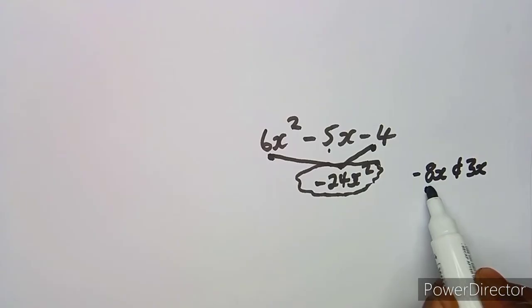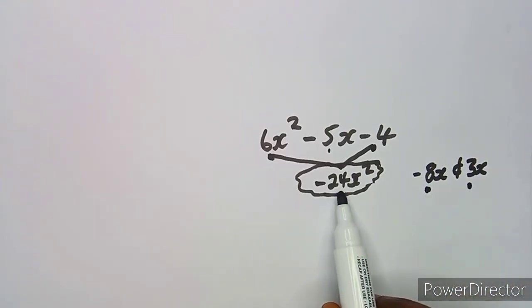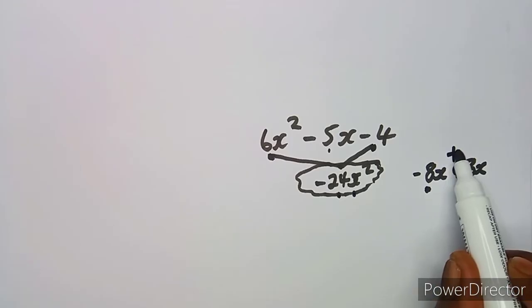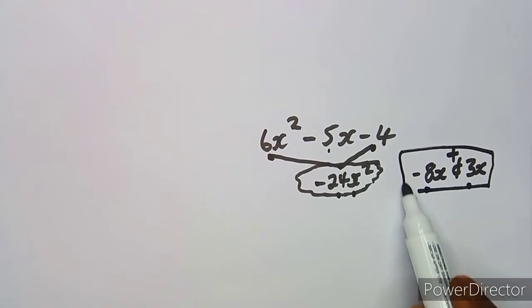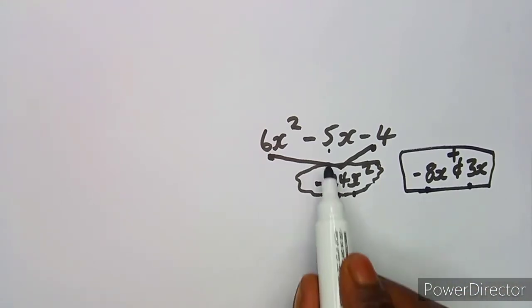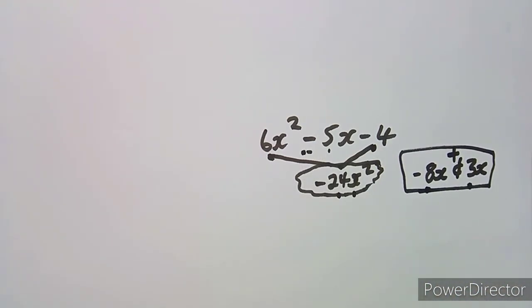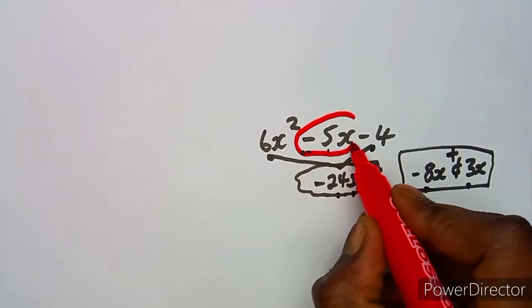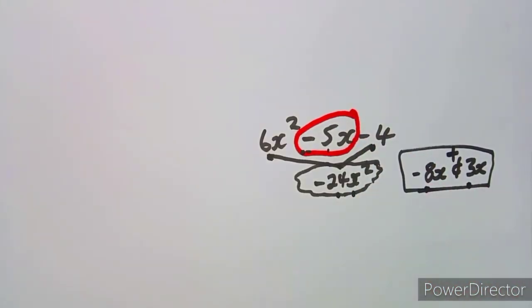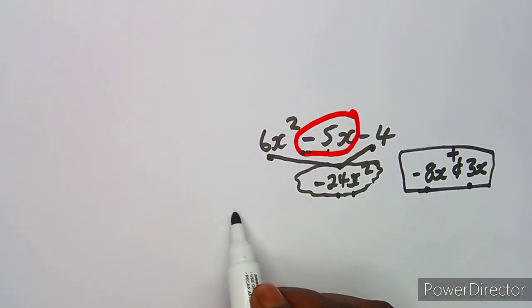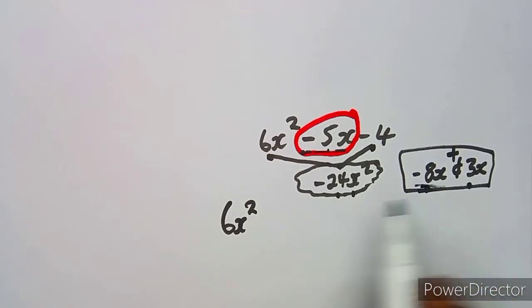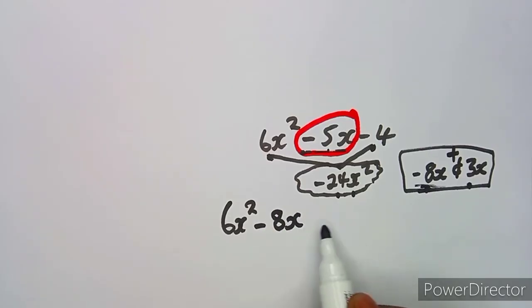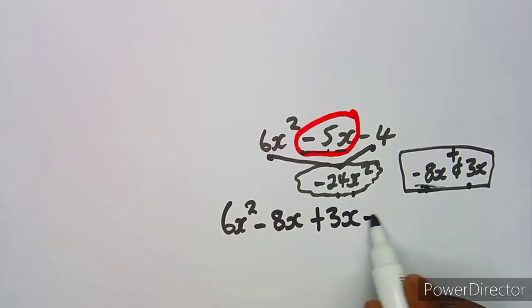Negative 8 times 3 gives us negative 24x squared. And if we add these two, minus 8 plus 3, that's a minus 5. So these are the two factors that we need, that we are going to replace in place of the middle term, the minus 5x. We replace it with these two terms. So our expression is going to look like this: 6x squared, and in place of this middle term we put these two terms, minus 8x plus 3x, like this, minus 4.